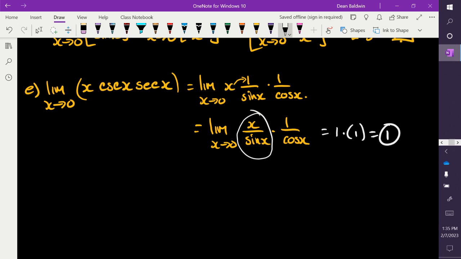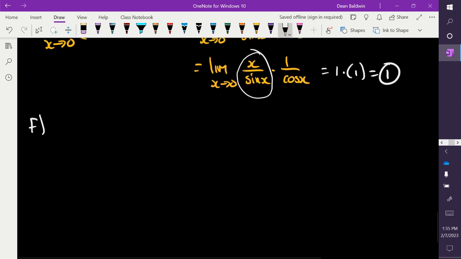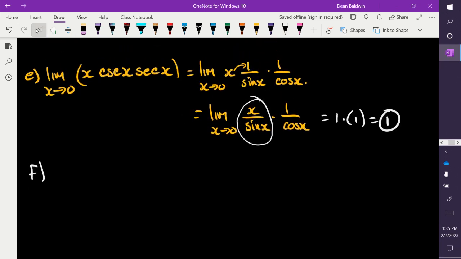All right. If you tried to put 0 in for all this, it would blow up because cosecant is undefined at 0. And if you tried to just punch it in your calculator, it wouldn't work.